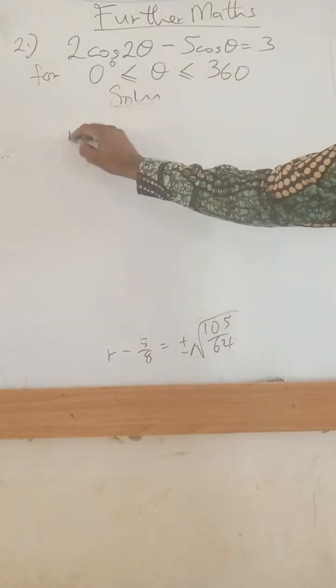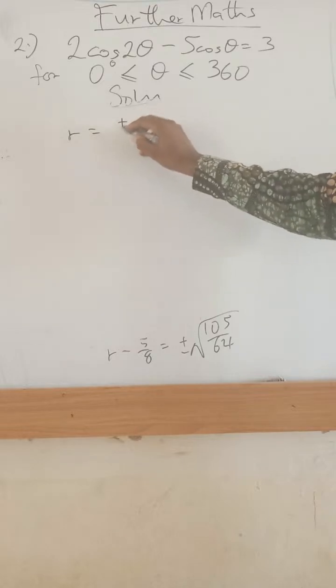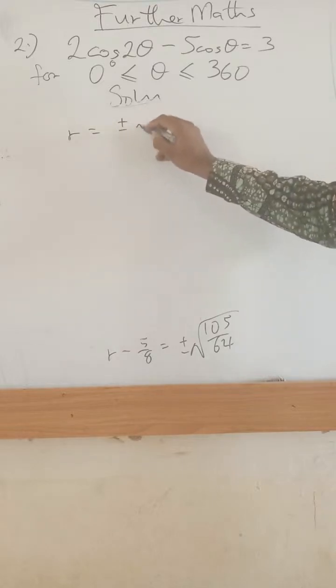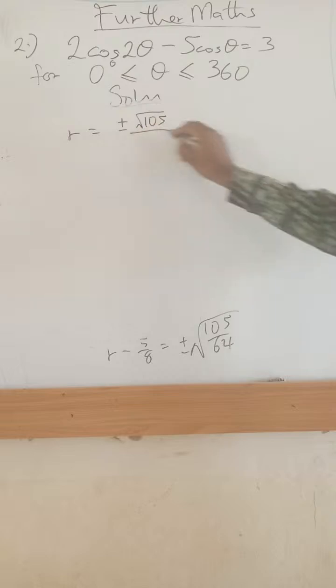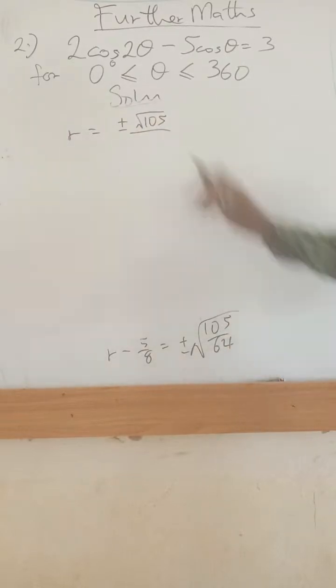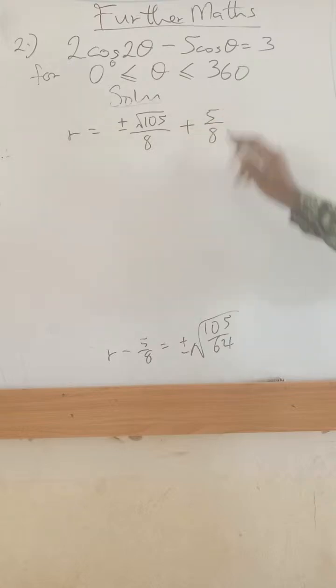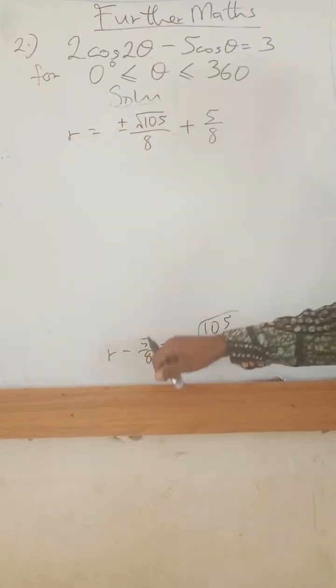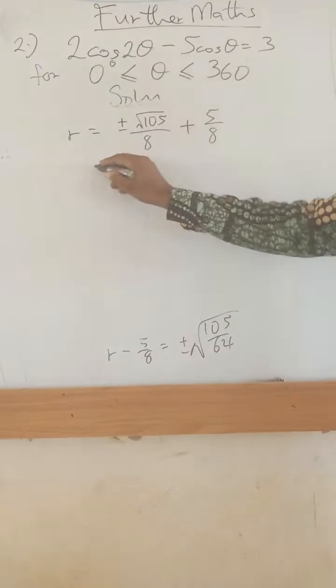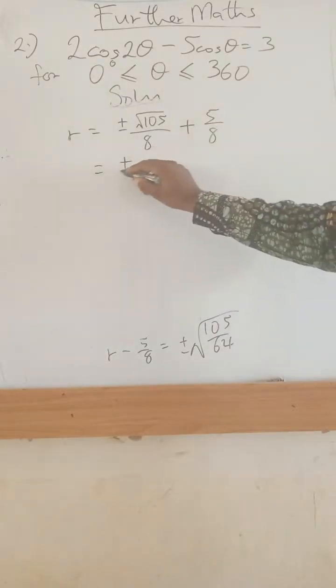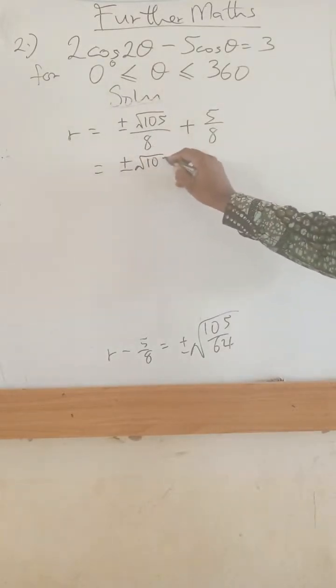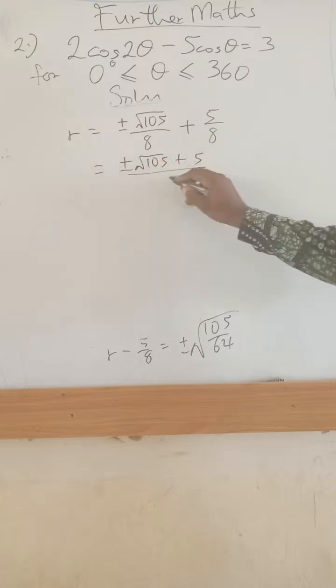So you have r equals plus or minus square root of 105. The square root of 64 is 8. So you have plus or minus root 105 all over 8.